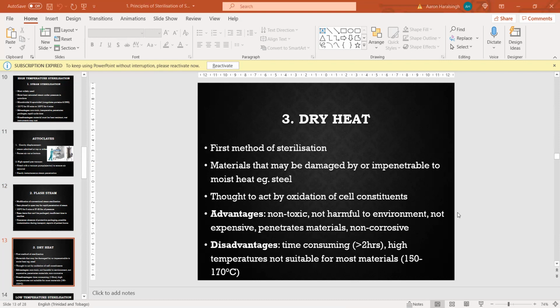The things that are mostly used for dry heat sterilization, we use it for powders. So it's very good for powdered antibiotics, for example, or cellulose or ink. The packaging that is used as well must be able to withstand these high temperatures. So both of these, your moist heat and dry heat, are types of high temperature sterilization.